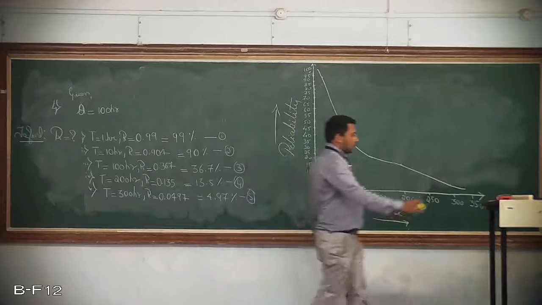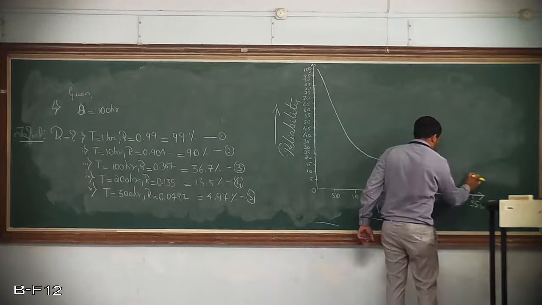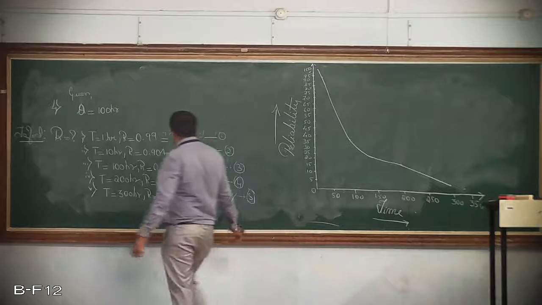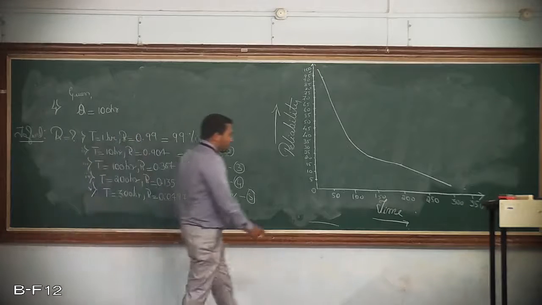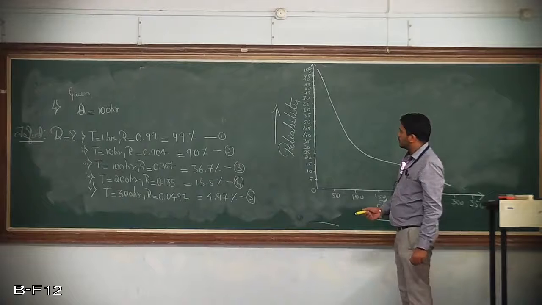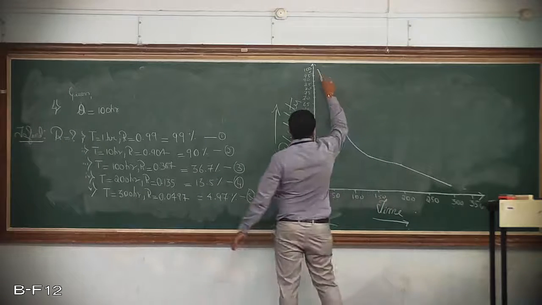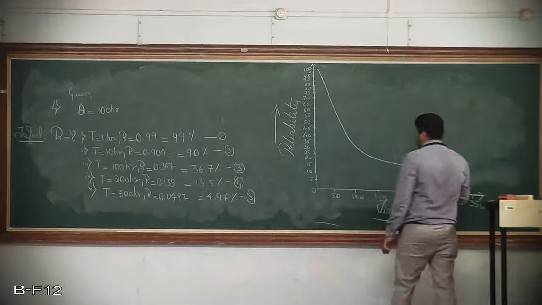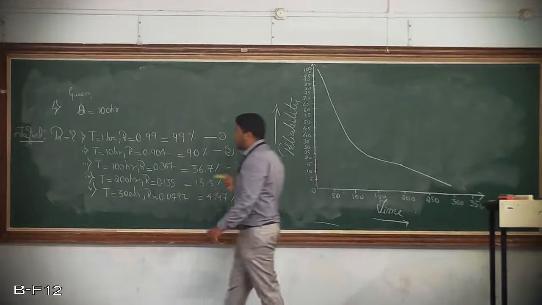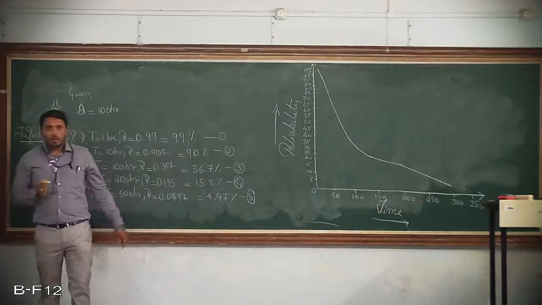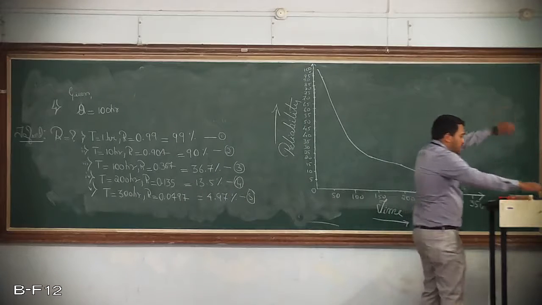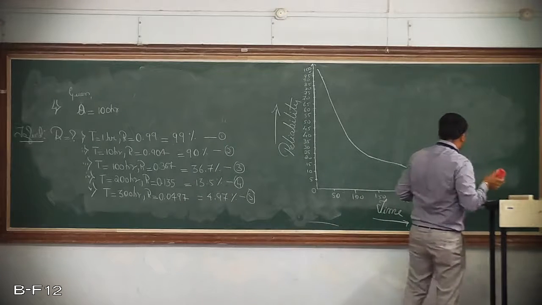What is evident from this curve is that as the time frame goes on increasing, by keeping the failure rate constant, the reliability goes on decreasing. The reliability goes on decreasing with the increase in the time frame by keeping the failure rate lambda constant.